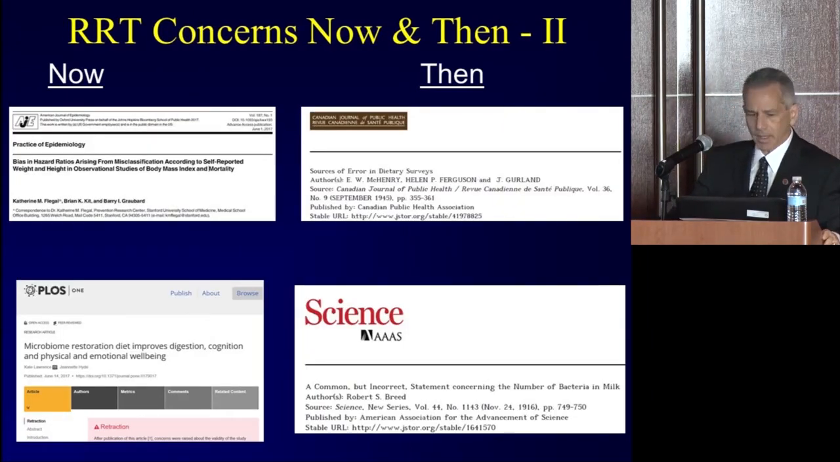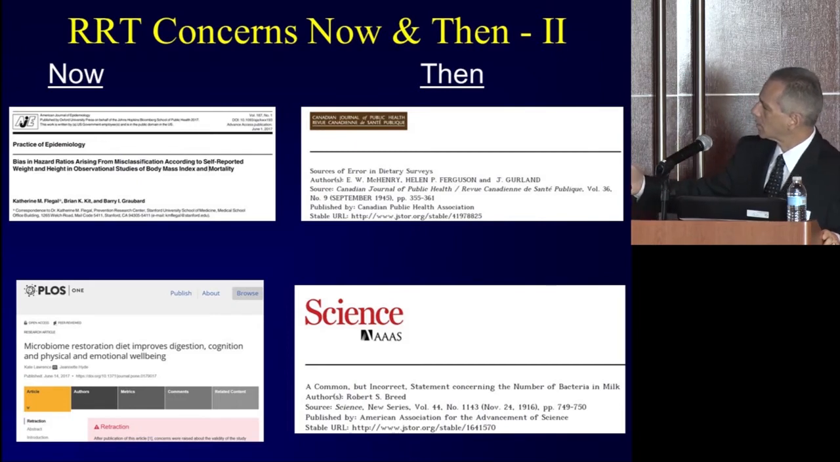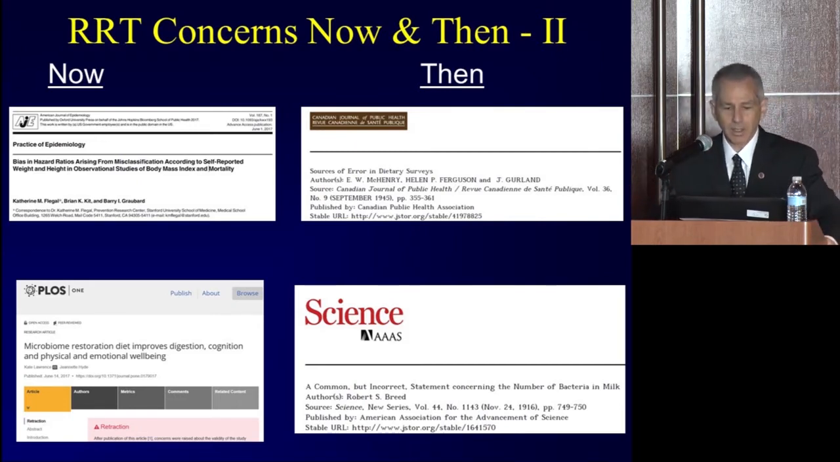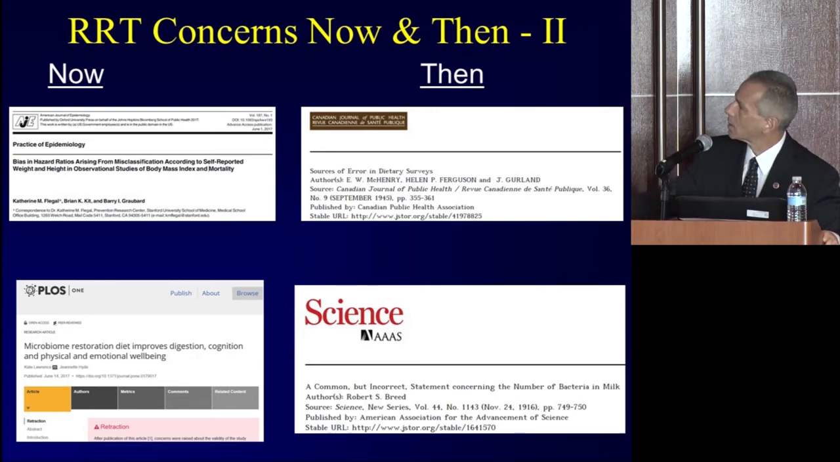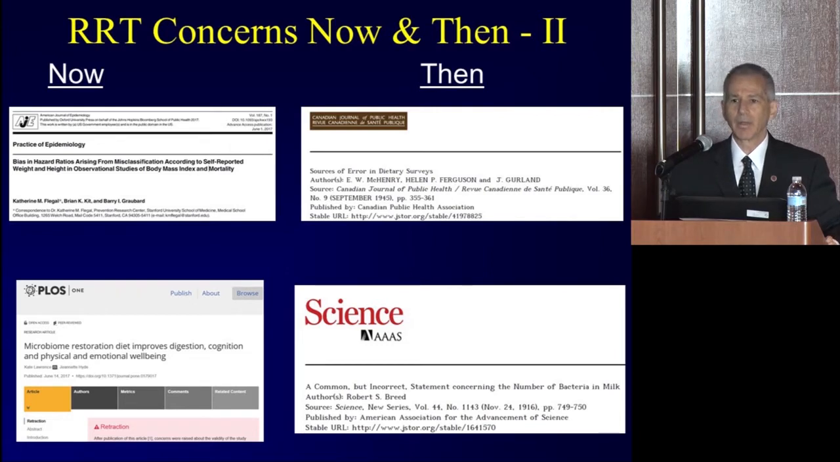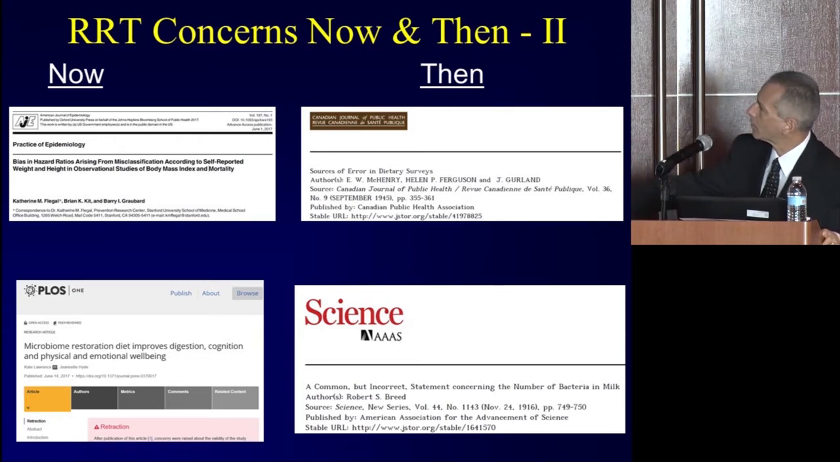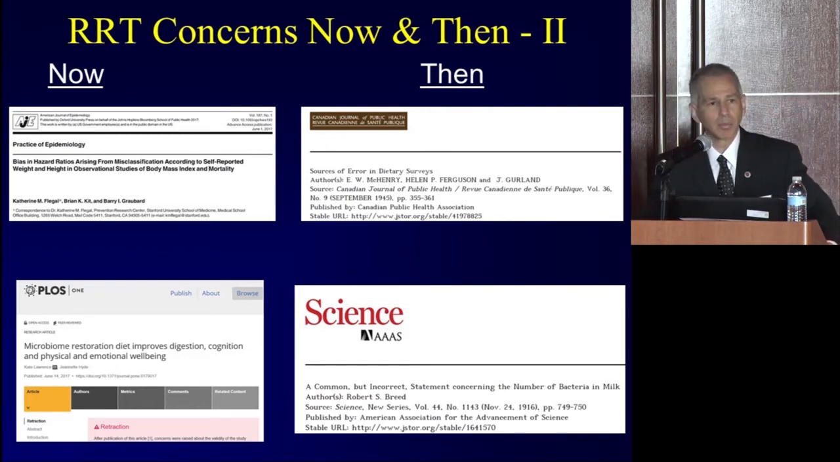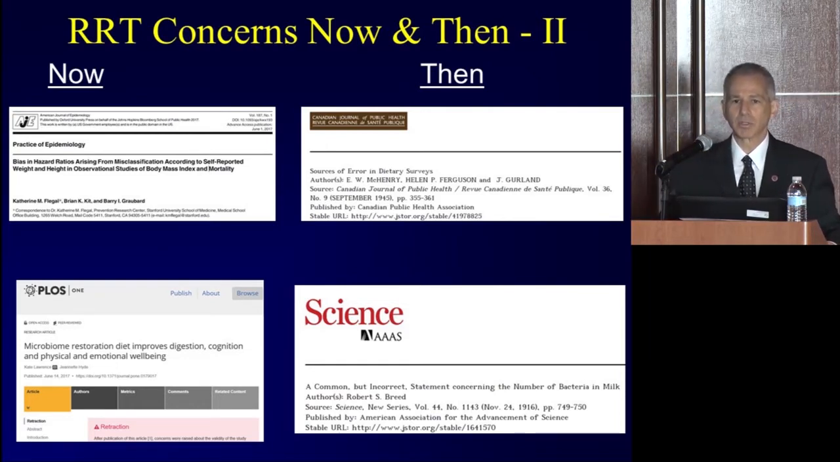Let's keep going. And here we see that in 2018, Katherine Flegal and colleagues talked about challenges in the use of self-report, in this case, self-reported heights and weights, and how they can bias the results of BMI and mortality, or obesity and mortality papers. How different is that from 1945, when McHenry et al. talked about the problems of self-report in nutrition science?